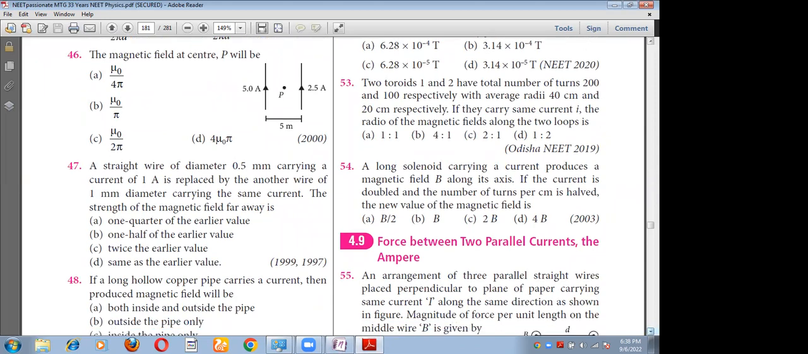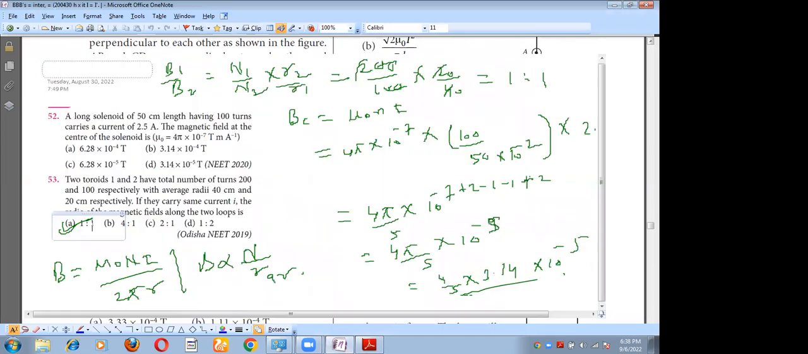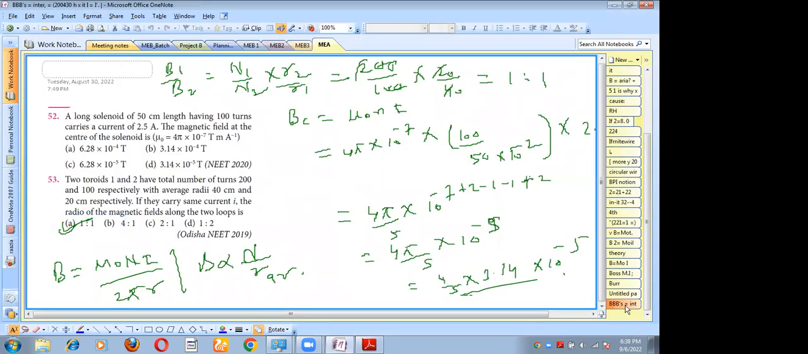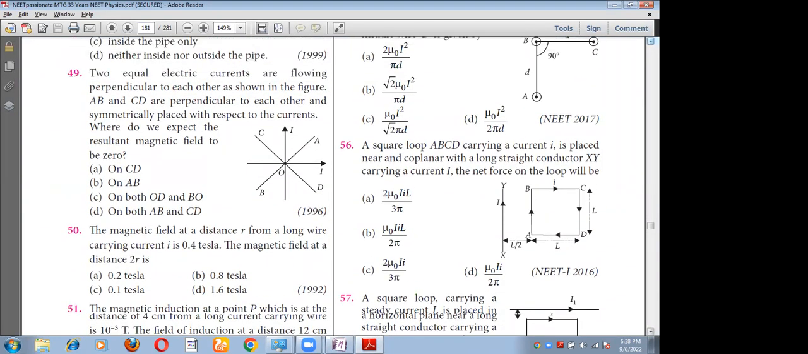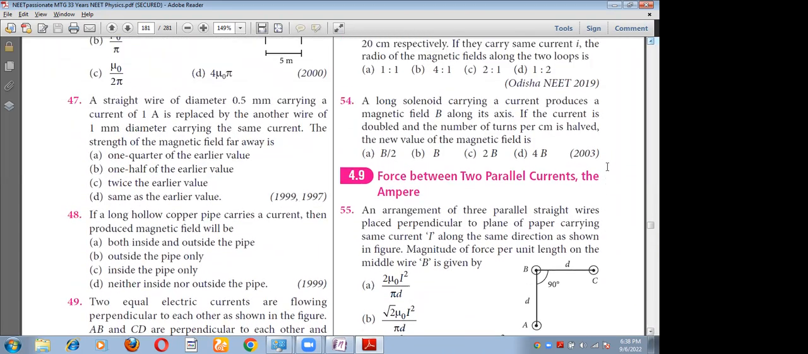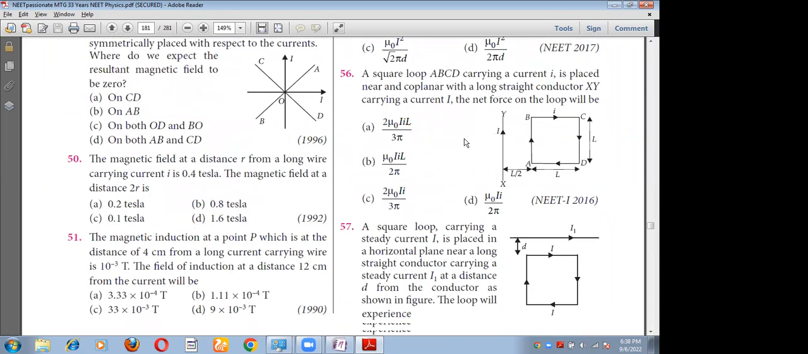So moving to the force between parallel current carrying wires. The last question was done, so let us do questions based on force between current carrying wires. Let us attempt question number 56. Force formula we already know, F is equal to IL cross B. So using that we can solve this question number 56. So do this.